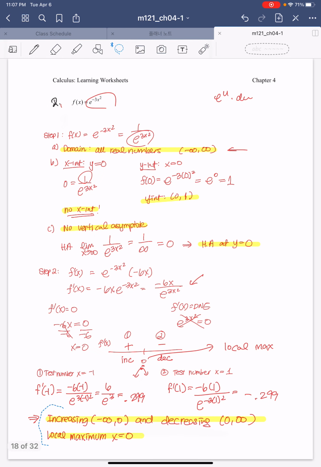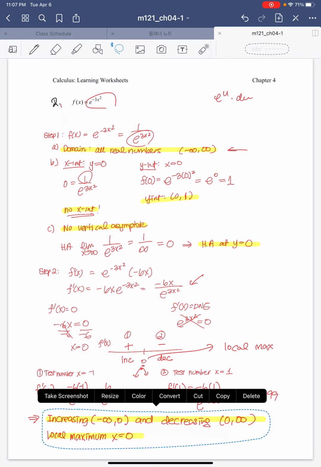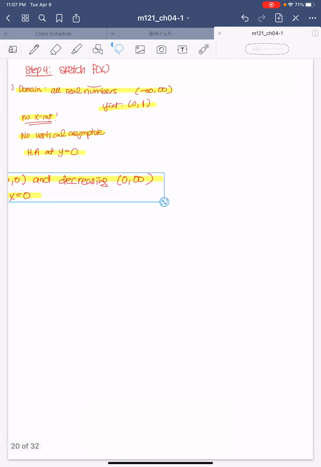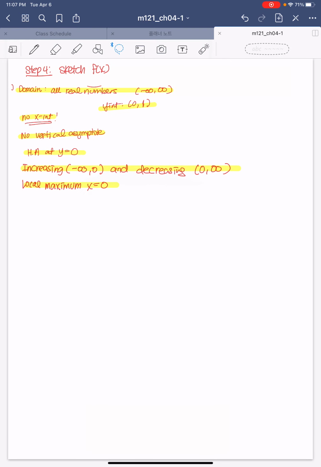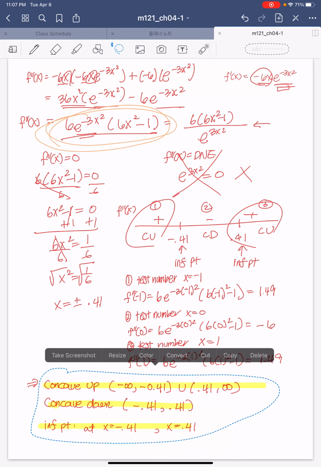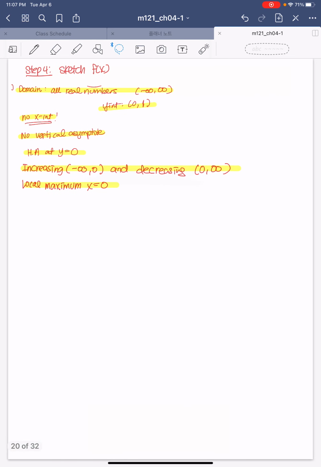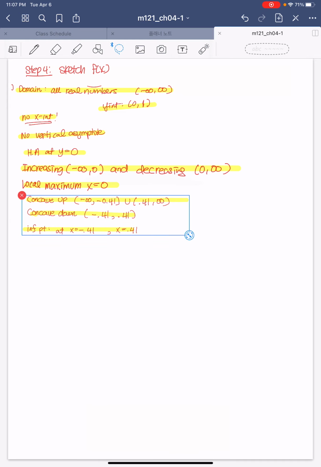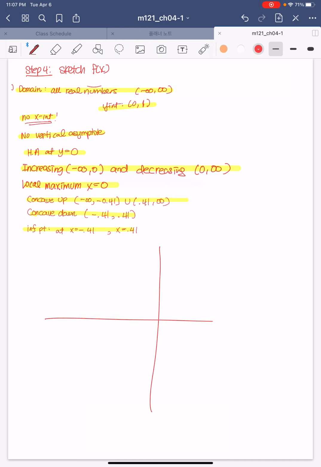And then we know something about where it's increasing, decreasing, and we do have a local maximum this time. And then finally, concavity and inflection points. Okay. So let's create a quick grid.